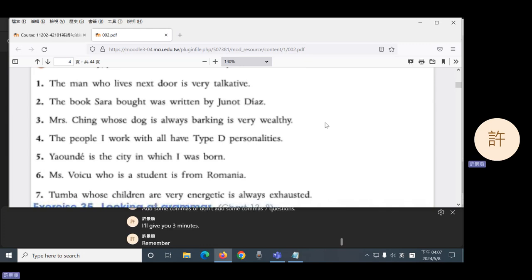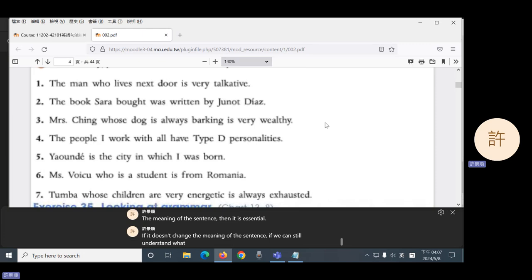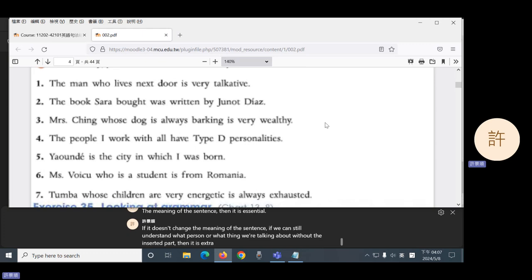Remember, if the inserted information changes the sentence, the meaning of the sentence, then it is essential. If it doesn't change the meaning of the sentence, if we can still understand what person or what thing we're talking about without the inserted part, then it is extra information.